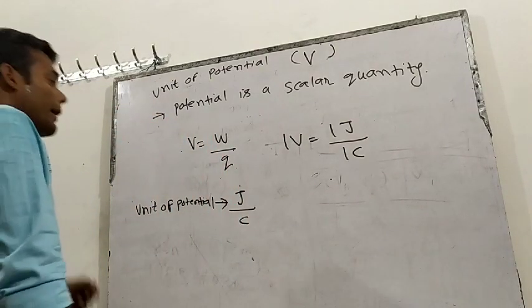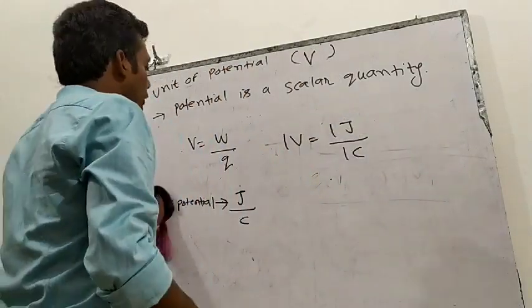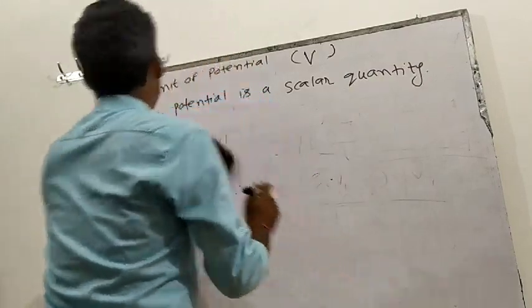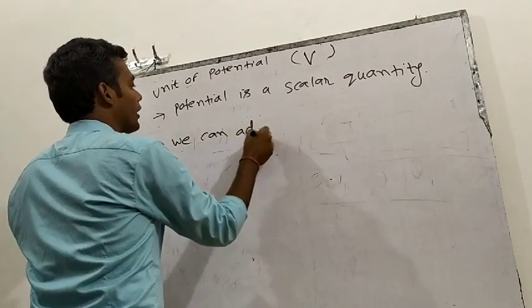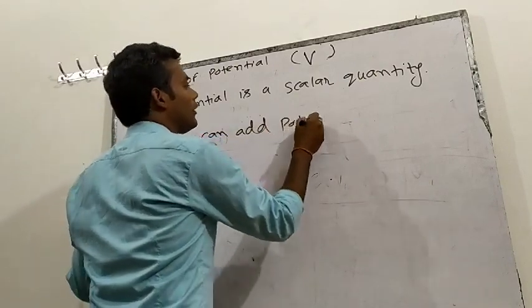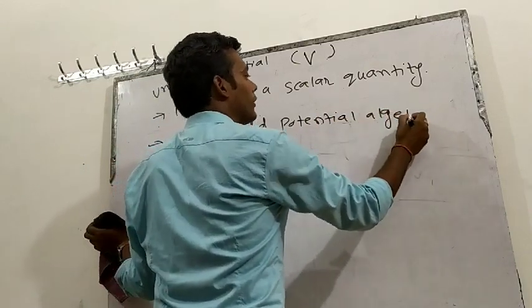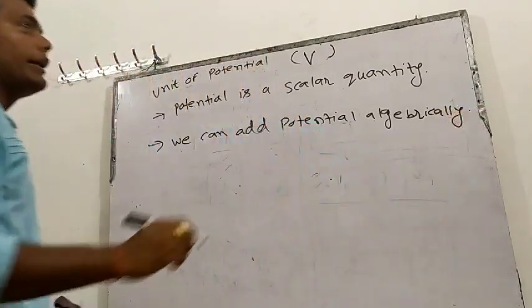If potential is a scalar quantity, then potential addition will be algebraic addition. So we can add potential algebraically. Simple, algebraically we can add it.